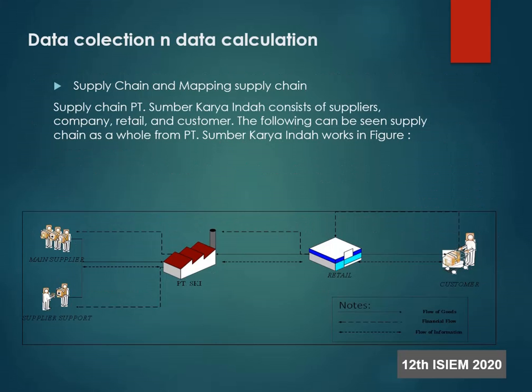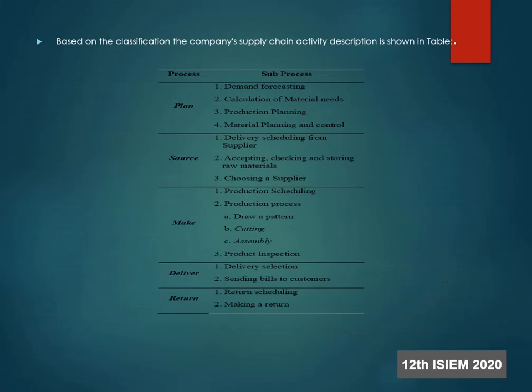Data collection and data calculation. The supply chain of PT Sumber Karya Indah consists of suppliers, company, retail, and customer. The following can be seen, the supply chain as a whole from PT Sumber Karya Indah. Activity mapping is as shown in this picture. Based on the classification, the company's supply chain activity description is shown in this table.